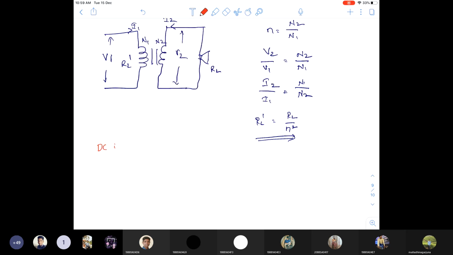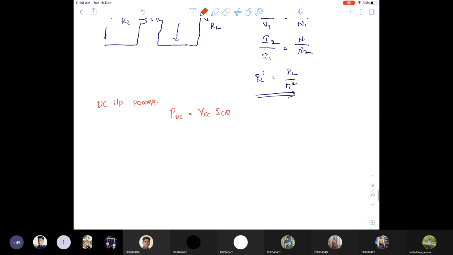Okay. So now coming to DC input power. What is the formula? PDC equal to VCC into ICQ, the same as our series fed. Next, AC output power. So PAC equal to VRMS into IRMS.